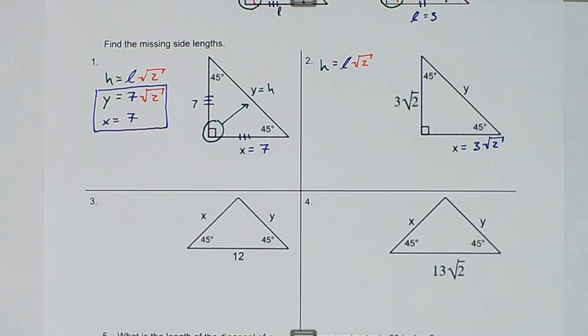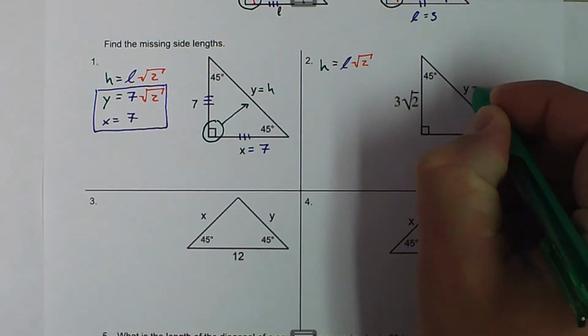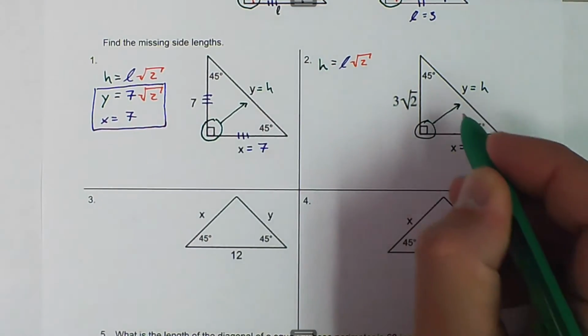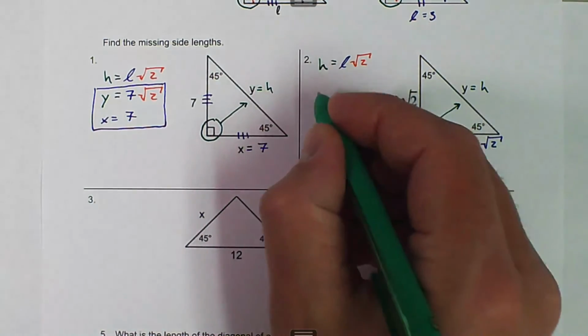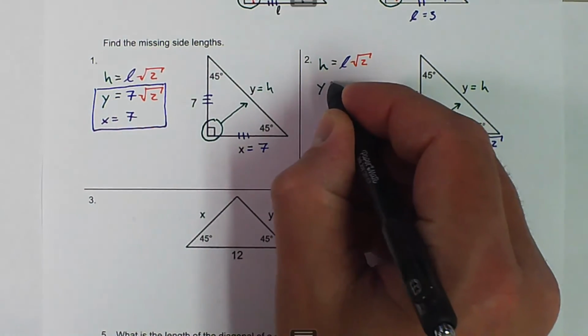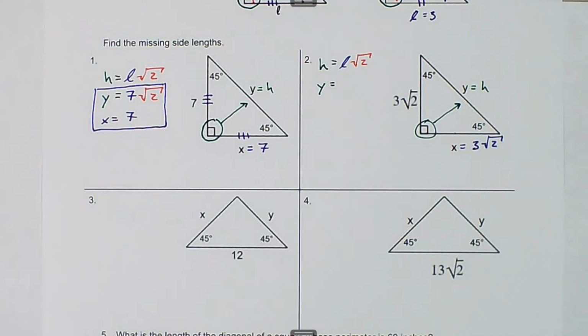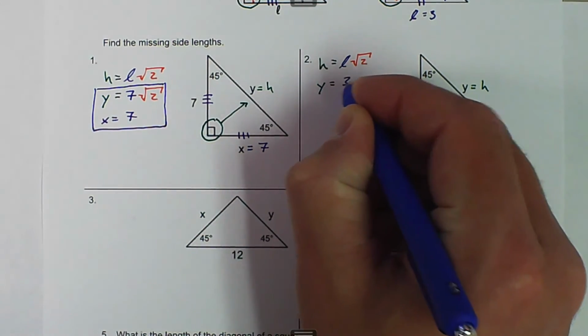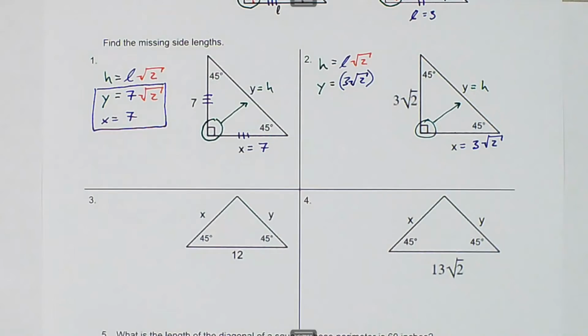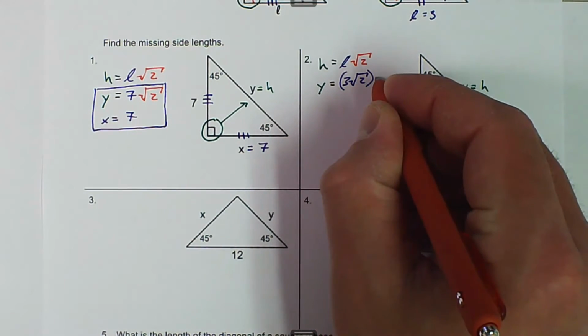And we're going to substitute in the values that we know. So we know that our y value is actually our h because it's opposite the 90 degree. So we're going to say y is equal to our length, or our leg, is 3 times the square root of 2. And then we're going to multiply that by the square root of 2.